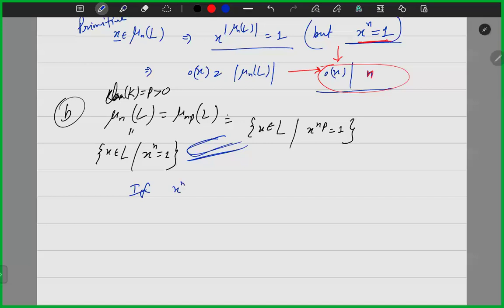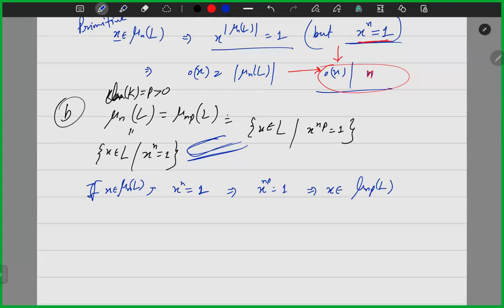If x^n is equal to 1, this will imply (x^n)^p is equal to 1^p, which is equal to 1. So x^(np) is 1, and this implies x belongs to μ_np. So one side is clear.